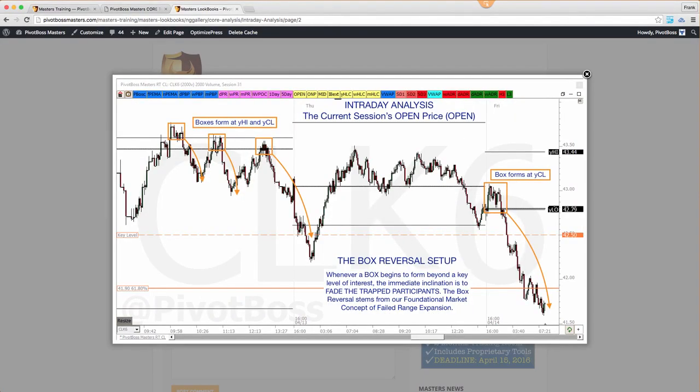Here's some more of the box reversal setup. This one doesn't have a whole lot of explanations, just because I want to show you that it can be very, very simple at times. Very simple. And it's more about waiting for price to push beyond the key level.